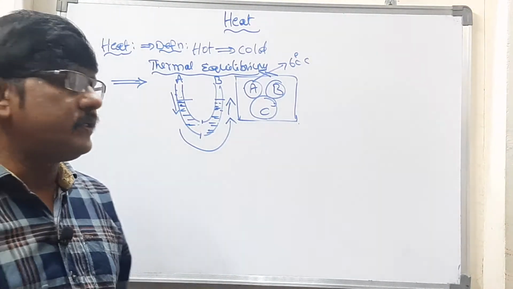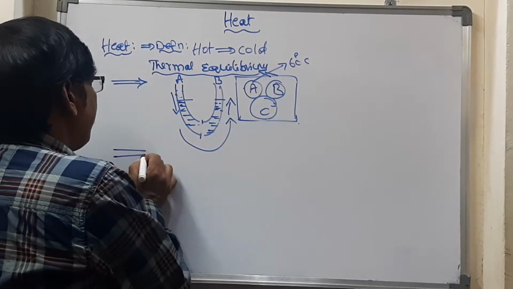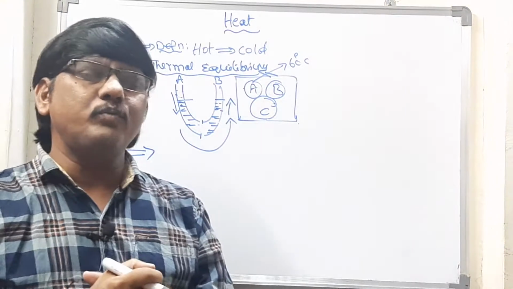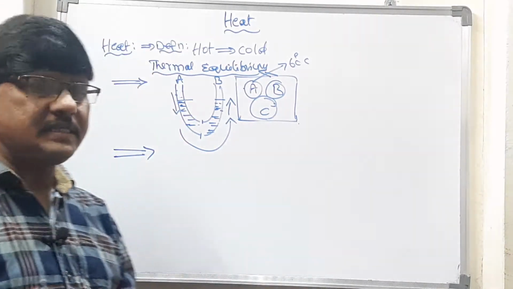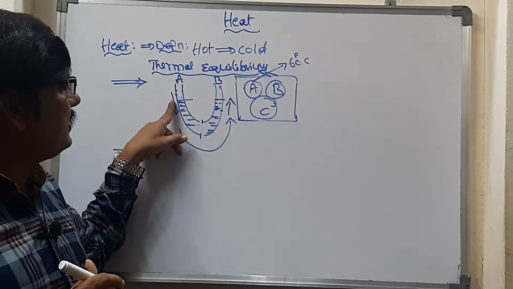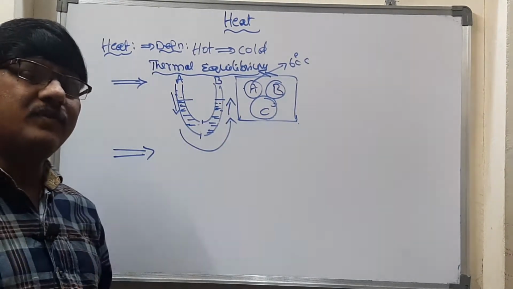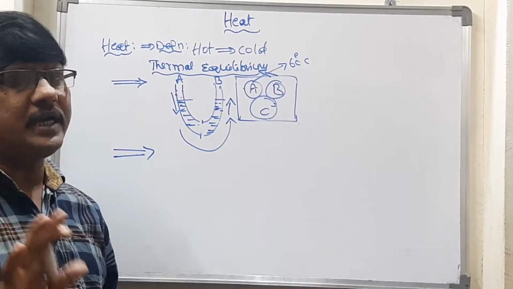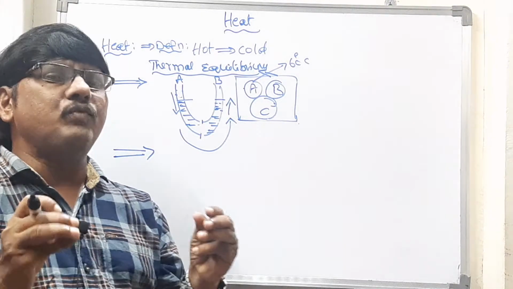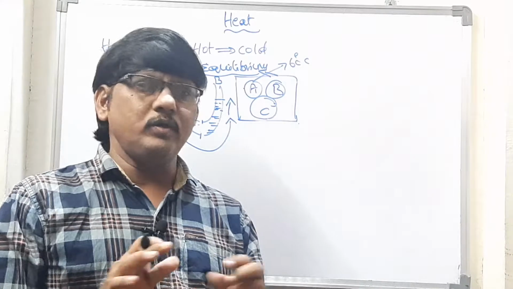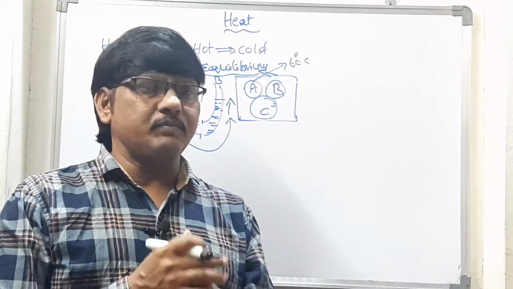What is the second point? If the system is in thermal equilibrium, how much heat will be transferred from A to B? Both have equal energy levels. This side has this much energy, and B also has the same energy. Then where is the place to transfer the heat? So no heat will be transferred. The most important point is, if any system is in thermal equilibrium, no heat will be transferred. That is what we call thermal equilibrium.